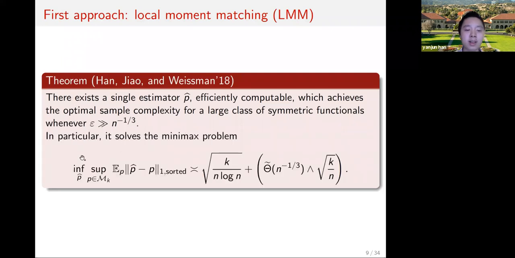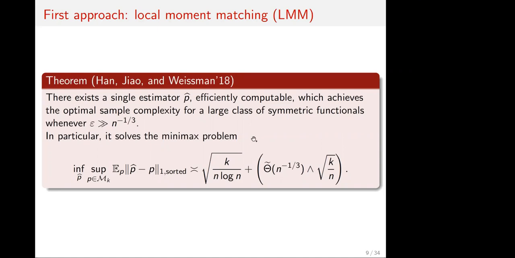In particular, that estimator is also a minimax optimal estimator for the sorted distribution. That is, the loss function we use to measure the distance between two distributions is the sorted L1 distance. And this problem is strictly easier than estimating the unsorted distributions. So this estimator is built on a very explicit idea of moment matching in local intervals, as the name suggests. So this is the first adaptive approach to achieve that.